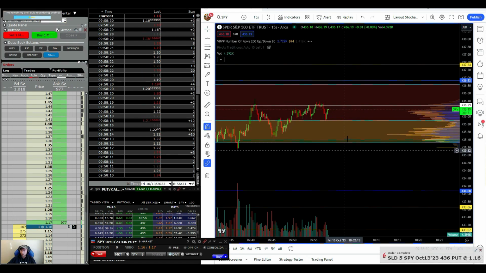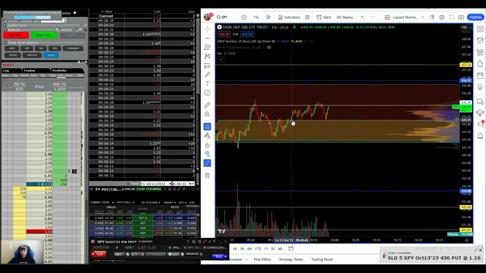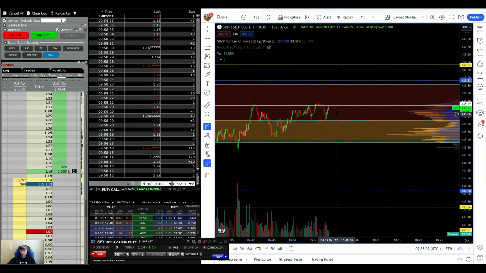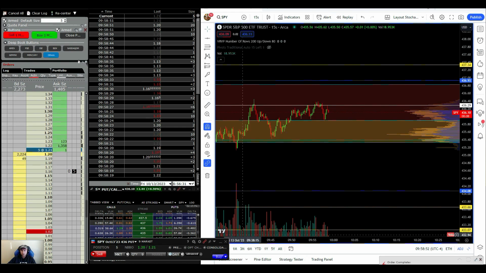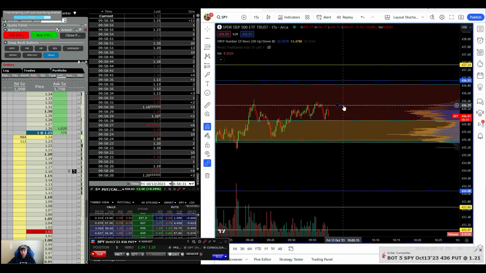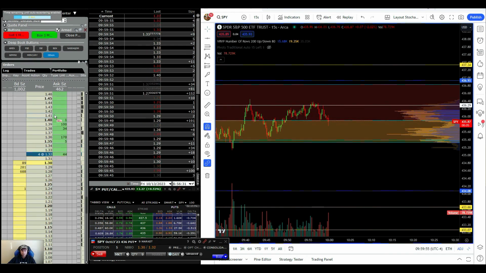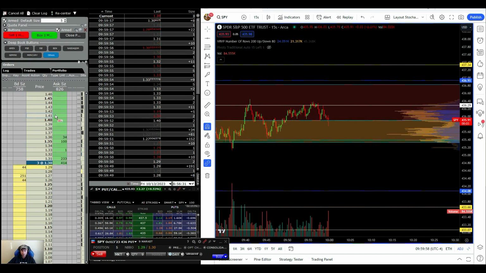Alright, so I just cut it right there. I don't like how this bounced off the top of this box right here, which is also consolidation in this double bottom right here. So I just cut that one for a really small loss. Alright, I'm going to try it one more time as we reject there. Big volume spike there.